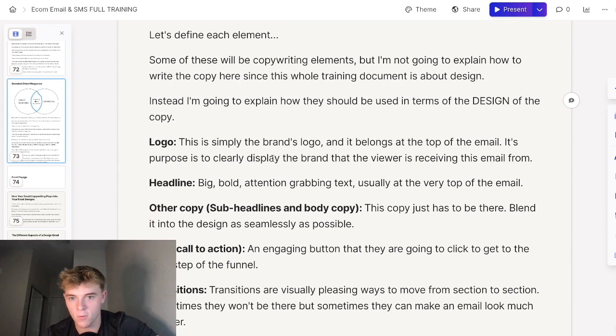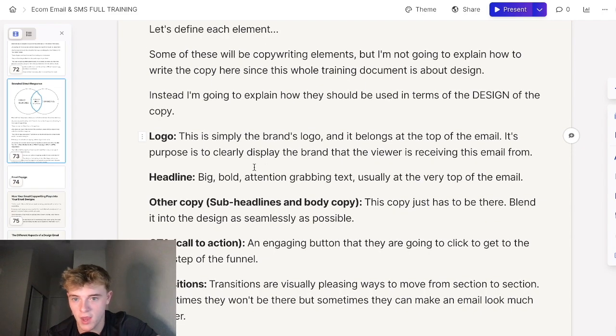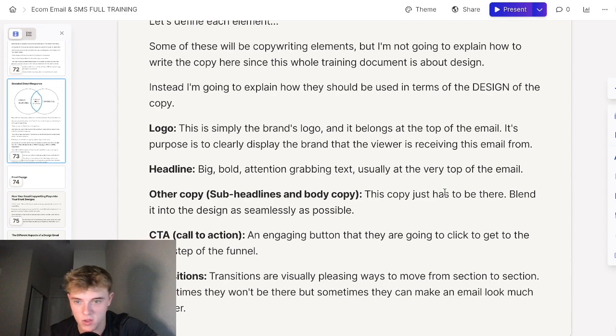So first, the logo. This is a simple brand logo. It belongs at the top of the email. Its purpose is to clearly display the brand that the viewer is receiving the email from. That's pretty much it for the logo. As for the headline, this should be big. It should be bold, attention-grabbing text, usually at the very top of the email as well.